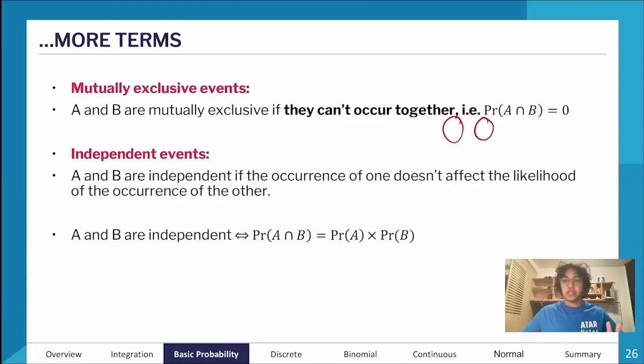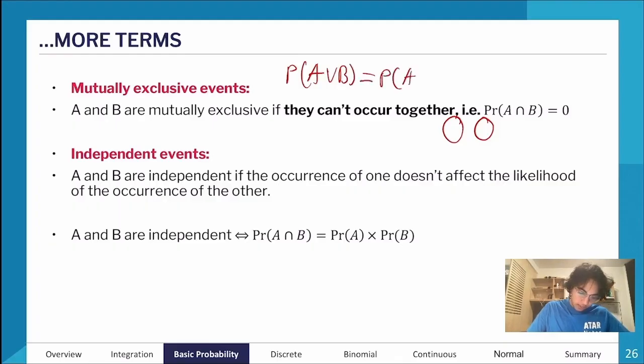But independent is just that the chance of one happening doesn't affect the chance of another happening. Now, the cool thing with this is that if you have two mutually exclusive events, their union, the union of A and B, is just the probability of A plus the probability of B. We don't have to subtract the A intersection B because that's just equal to 0, so it's pointless to represent that.